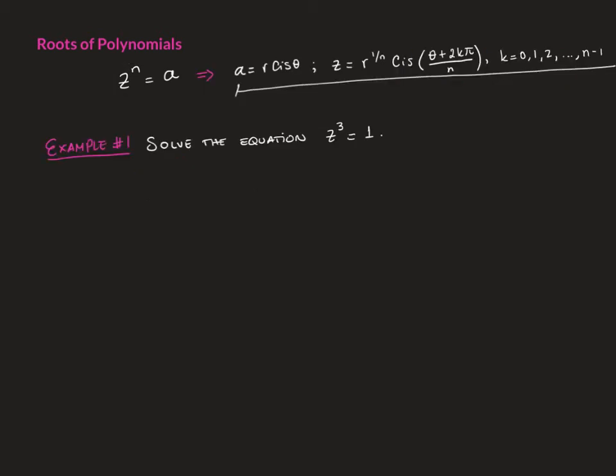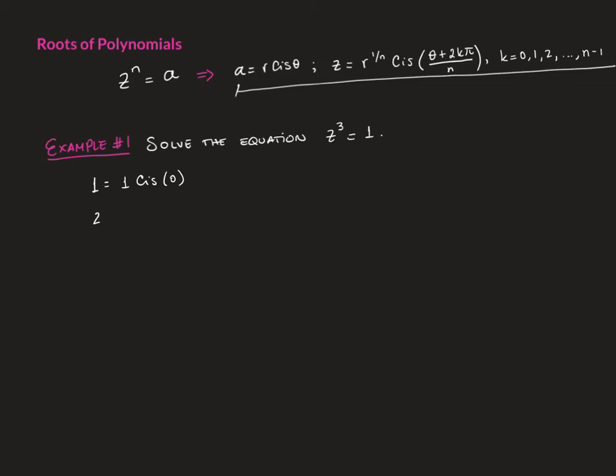For our first example, let's solve the equation z^3 = 1. In this case, the number a is going to be 1, and we need to write it in cis form. 1 in cis form is 1 cis of 0, or it can be 2 pi. I'm choosing 0. Now what I want is to find z, which would be the solution.